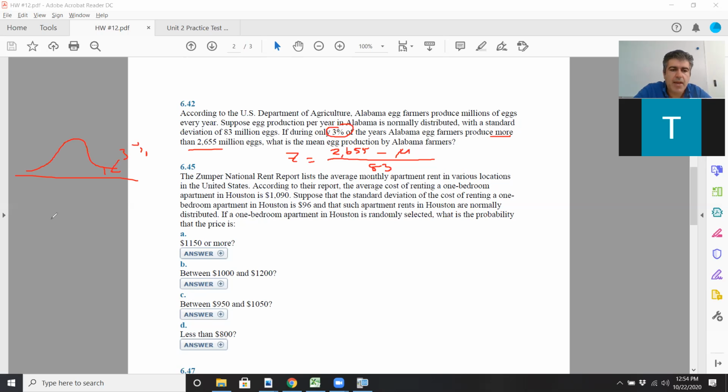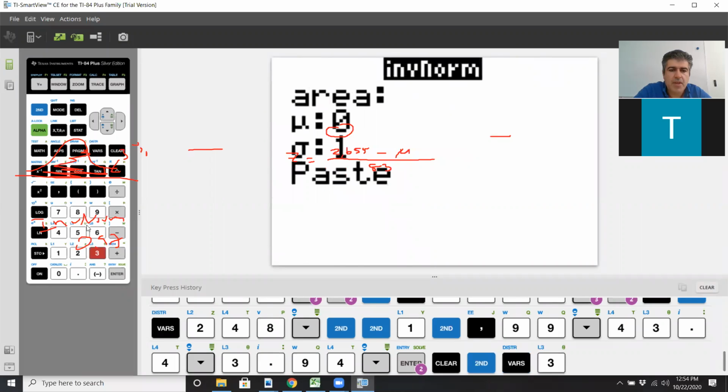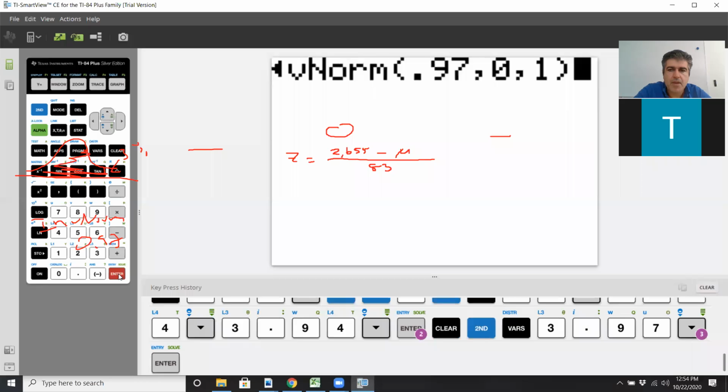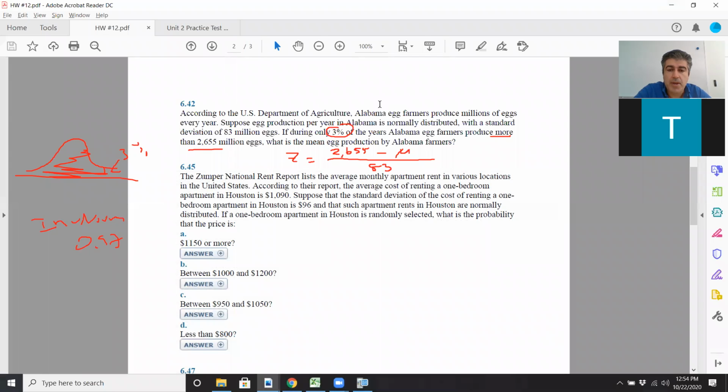So I'm going to do an inverse norm again. I'm going to use 0.97 because I want 97% to the left shaded, because you always assume shading to the left when you use inverse norm in the calculator. So second vars, option 3, and let's do 0.97. Keep the same mu and sigma. So that is a z-score of 1.88. Sorry, a z-score, 1.88 standard deviations, that's what I meant to say. 1.88 equals 2655 minus mu over 83.